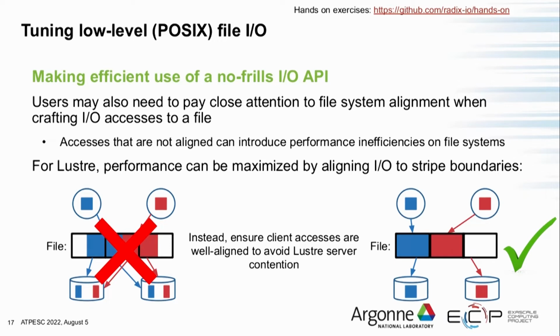Instead, what you prefer is that your processes access data on well-aligned boundaries to avoid this particular contention. On the right side, you see what it looks like when things are well-aligned: each process is just talking to a single server, and there's not this crosstalk problem.